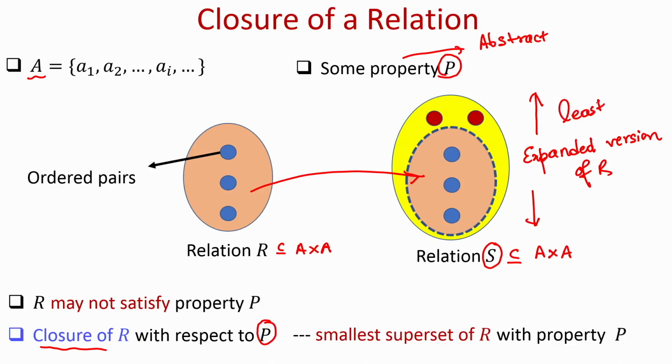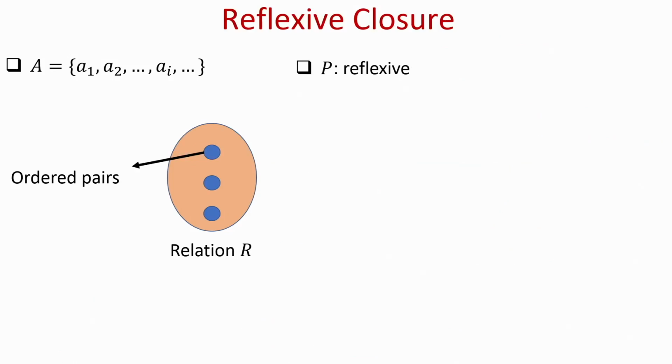Least expanded version. What I mean by least is the minimal expansion which I need to do in order to ensure that the relation S satisfies the property P. That is important. Otherwise, what is the big deal in expanding the relation R? If you keep on adding any arbitrary number of elements, definitely you will soon get an expanded version which will satisfy the property P. So, we are interested in the smallest possible expansion.